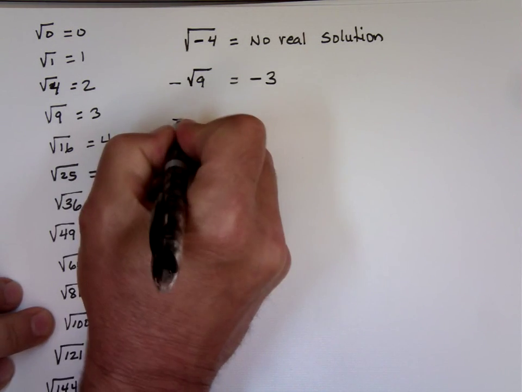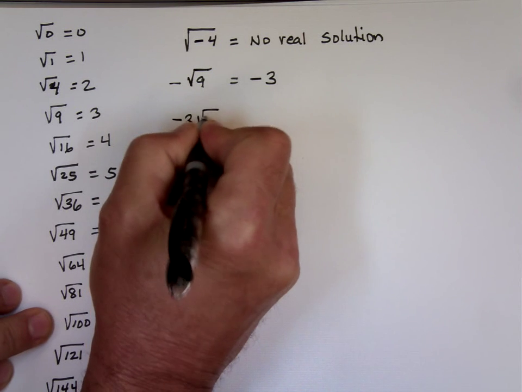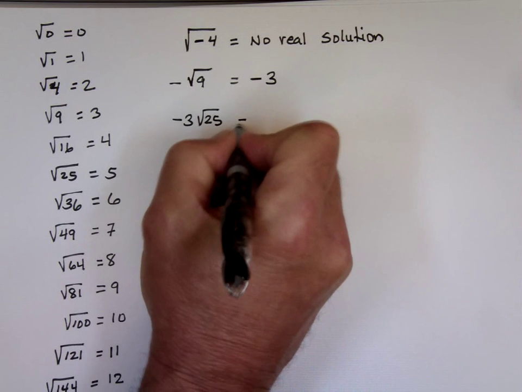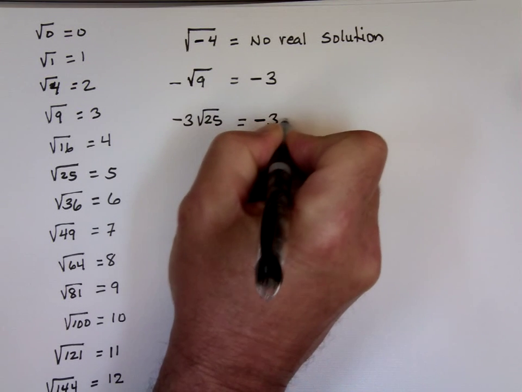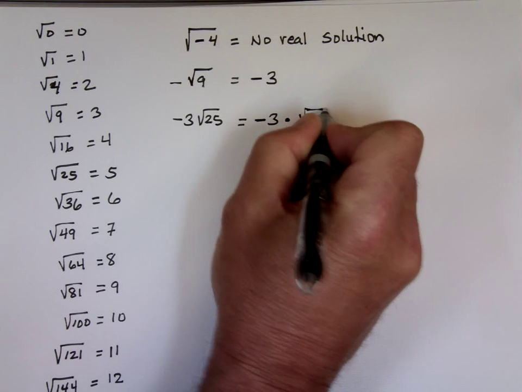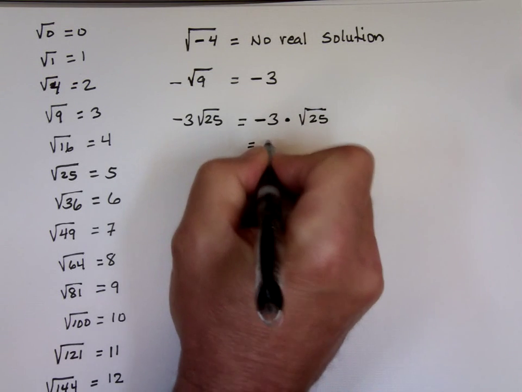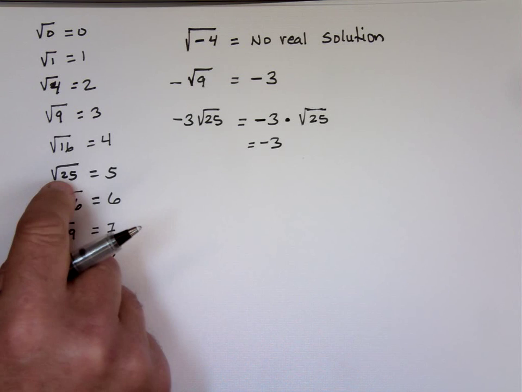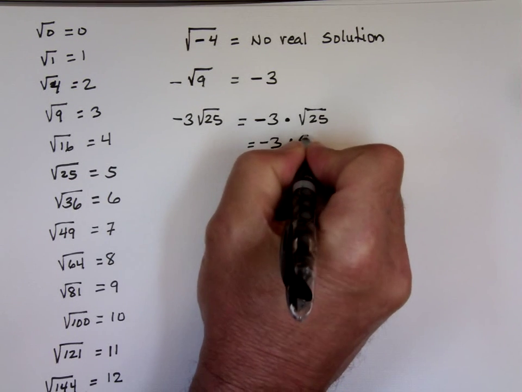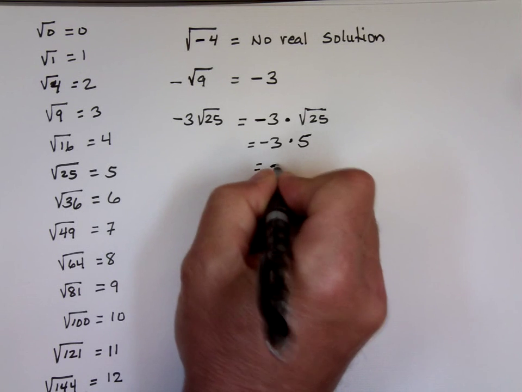What is negative 3 the square root of 25? Well, that means negative 3 times the square root of 25. And what is the square root of 25? Isn't that a 5? You can see it right here. The square root of 25 is 5. What's negative 3 times 5? Negative 15.